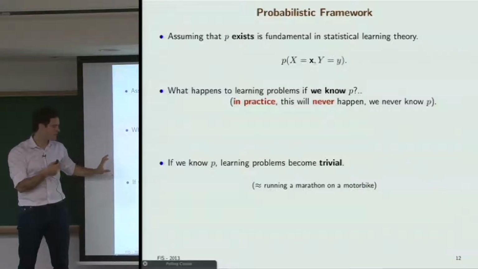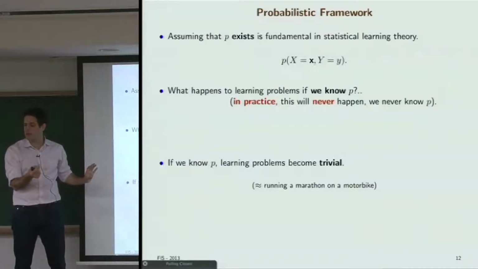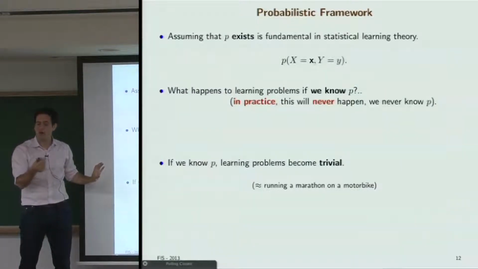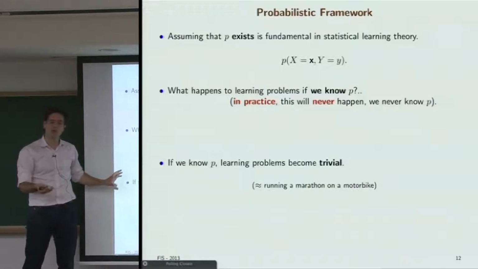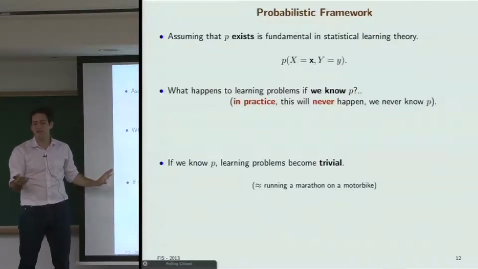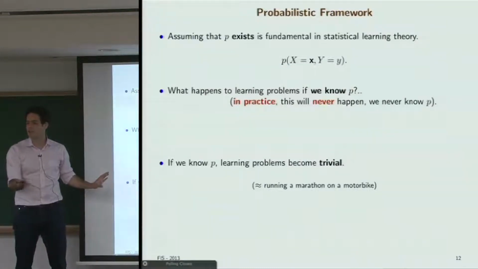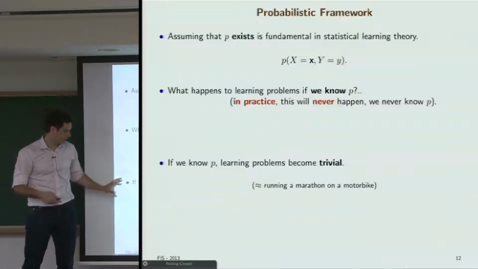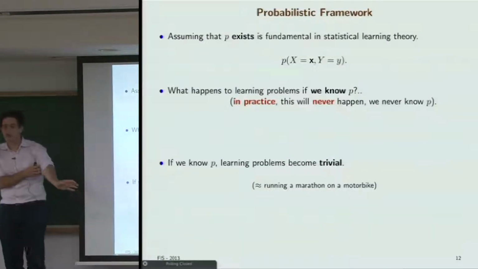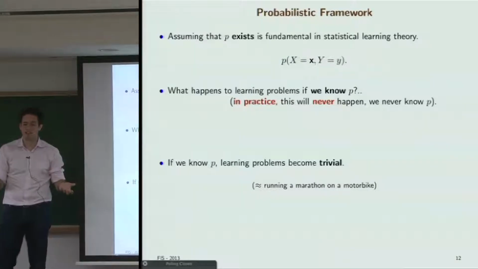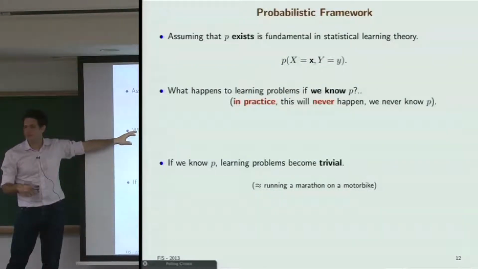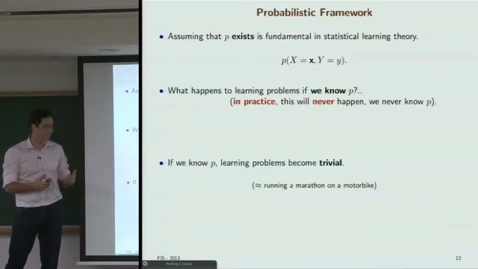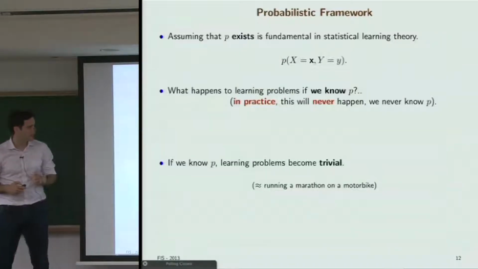I would like to convince you that if we knew exactly the probability, then all the problems that I've been talking about, classification, regression, etc., would become trivial. It would be like there's no point in even doing machine learning if we have access to the probability. Okay? So it's like running a marathon on a motorbike. It's pointless. It has no meaning. But since we never know it, well, we need to do without. But what would happen if we did?